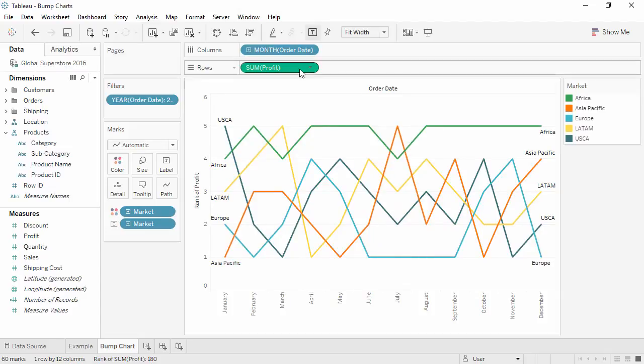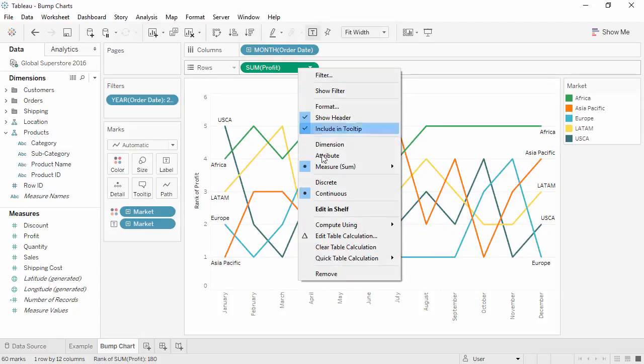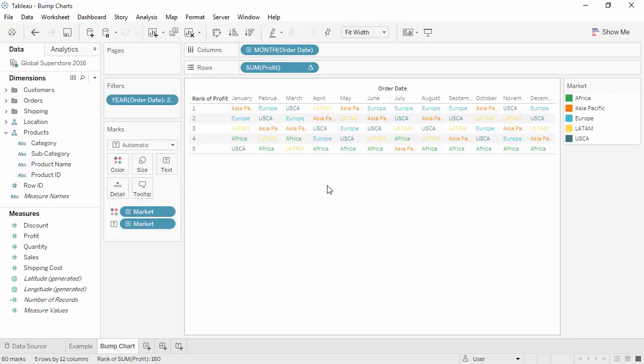Next, right-click and change the Profit pill to Discrete. Make sure the mark type is a line.